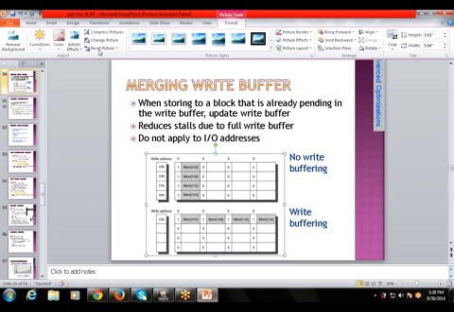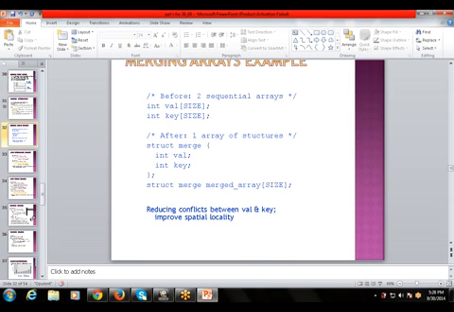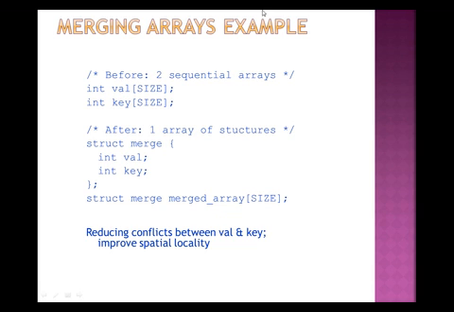This is your merging array example, the example used for merging the data. Before, there were two sequential arrays using the val size, which is a fixed size, and the key, which is a variable name. After, there is one array of structures, using the structure merge, taking the two variables val and key, with the variable name merged array size.